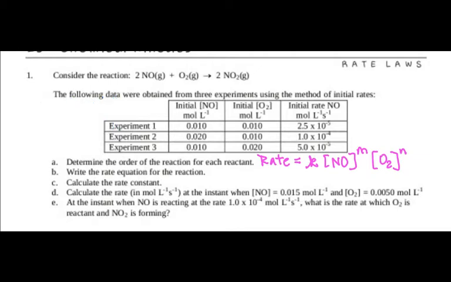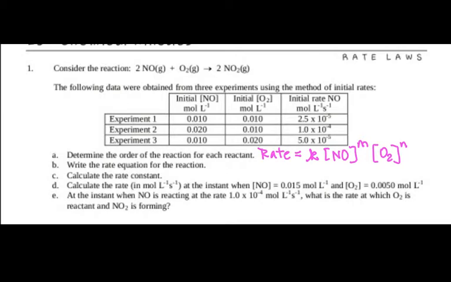Okay, so next what we're going to do is substitute in for the rate in reaction 2. We're going to substitute the value 0.02, and then we're going to divide that by 0.01. Okay, and then the concentration of nitrogen monoxide, that is what we just did.